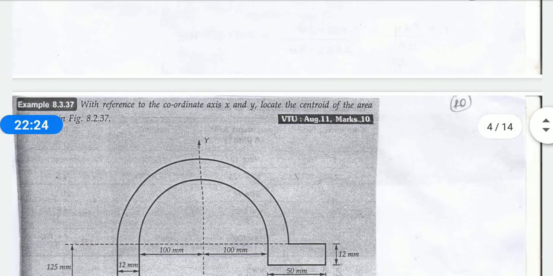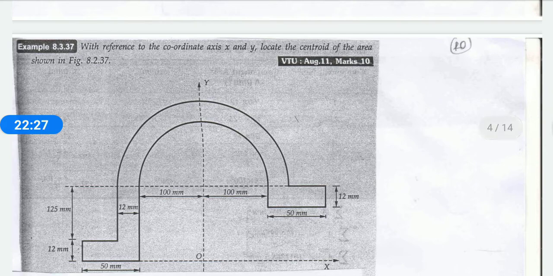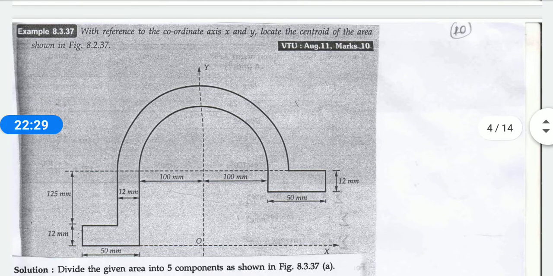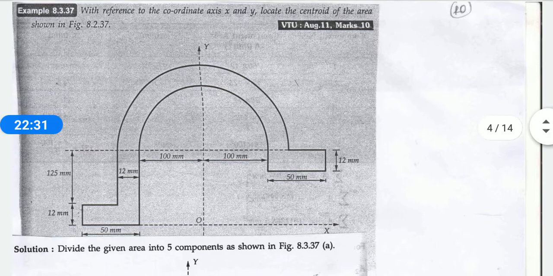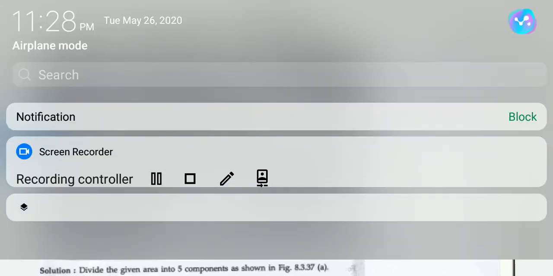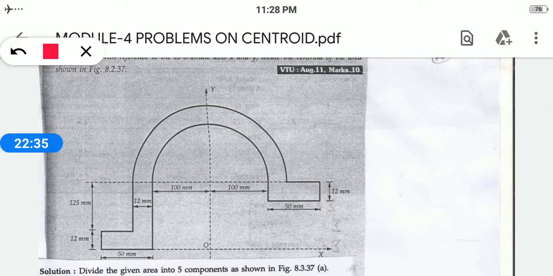Now we'll move to some more complex problems. Now see, this is given like this structure. How will you find it? This may seem complex for you to find, but it is very simple. They had given this diagram and asked you to find the centroid of the structure. Now you can divide the structure into so many parts. How will you divide it?